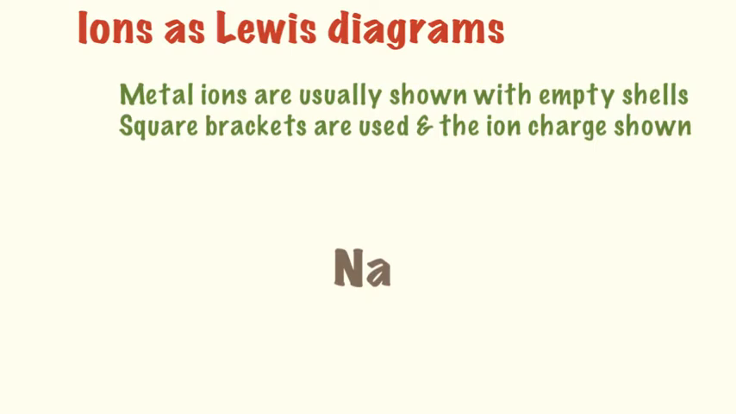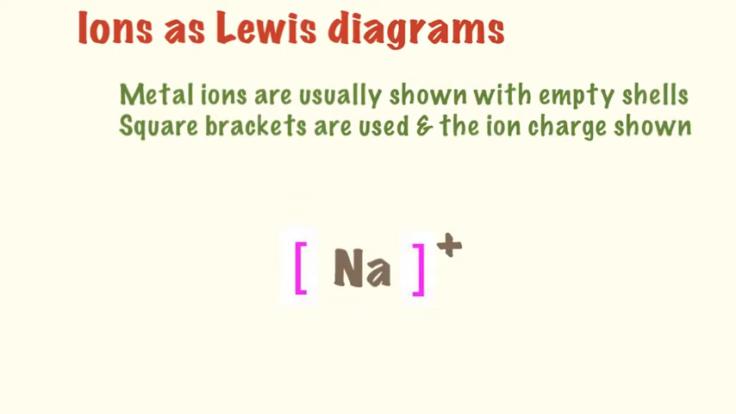But if we're showing what's going on, we must show it's an ion, and we do that by using square brackets. If I've got square brackets around my Lewis diagram, it tells me I have an ion. But the last thing I need to show is the fact that the ion will have a charge, and we know that the sodium ion has a charge of 1+. So that would be a Lewis diagram. What we can see here would be a Lewis diagram for a sodium ion.